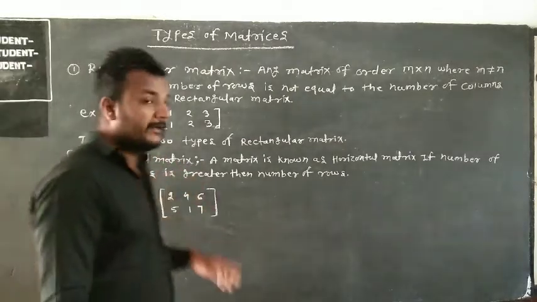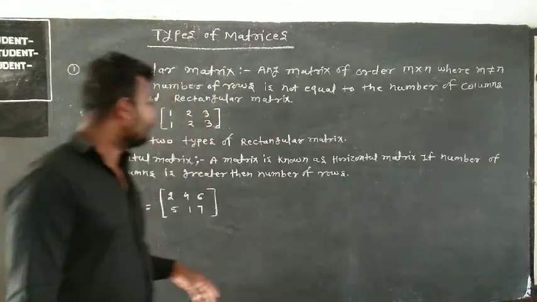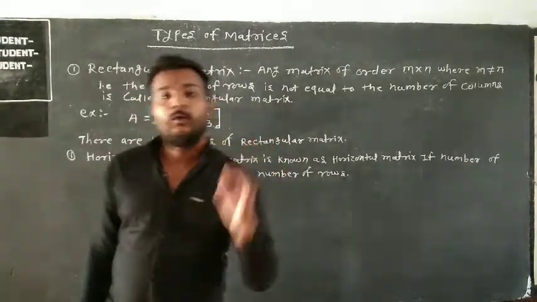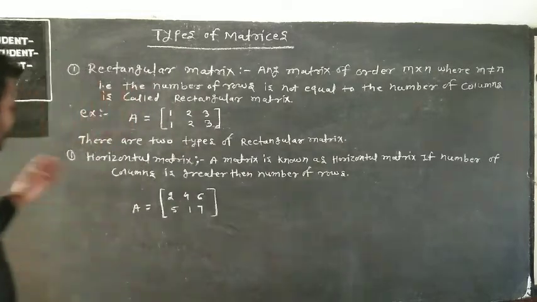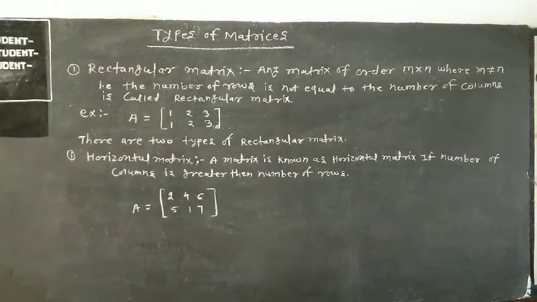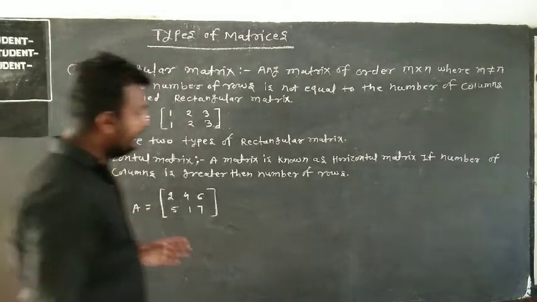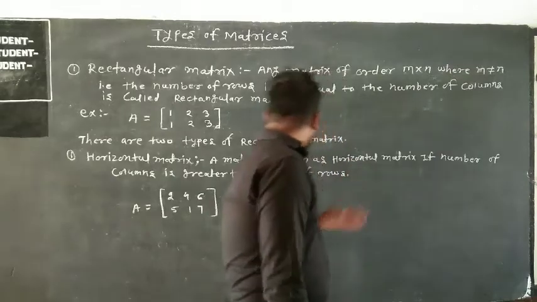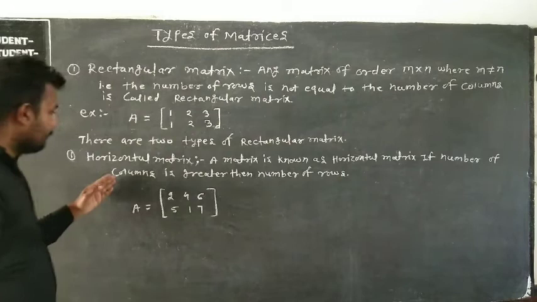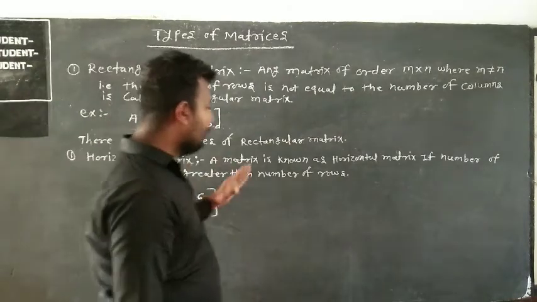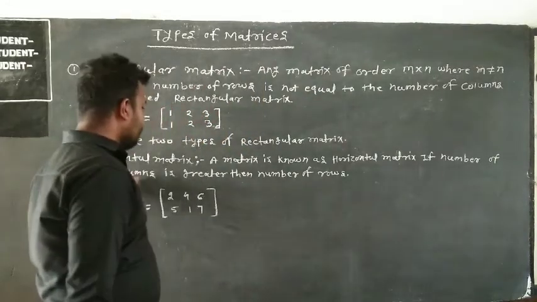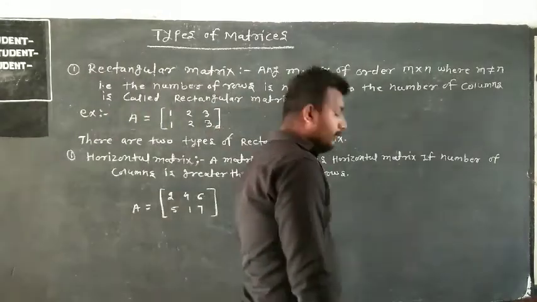There are two types of rectangular matrix. First, horizontal matrix, and the second is vertical matrix. Clear? The first is the horizontal matrix. The definition of horizontal matrix: a matrix is known as a horizontal matrix if the number of columns is greater than the number of rows. Clear?